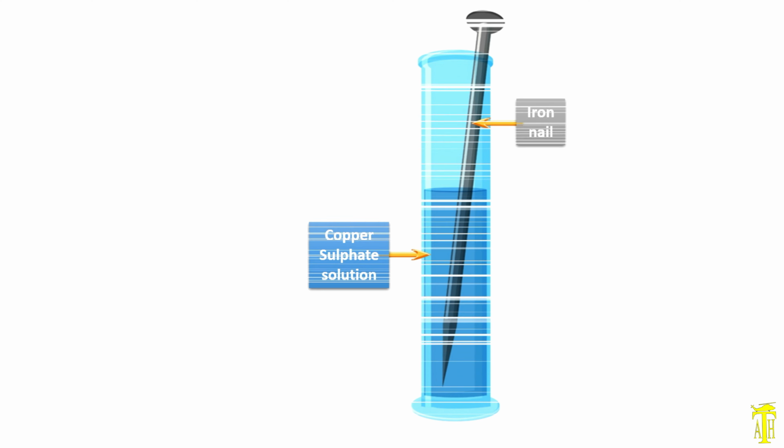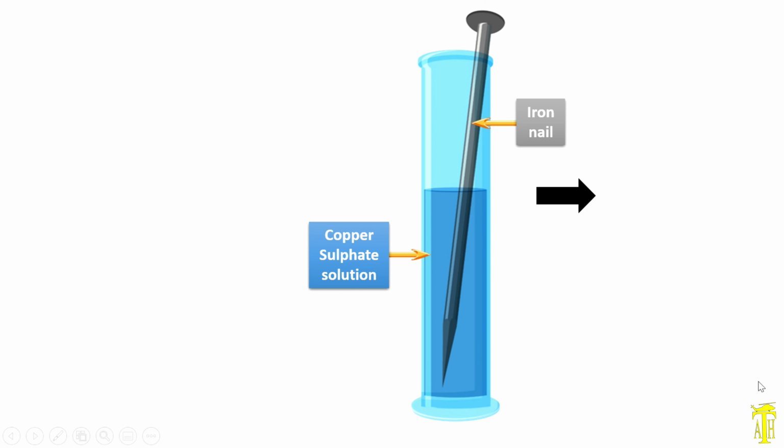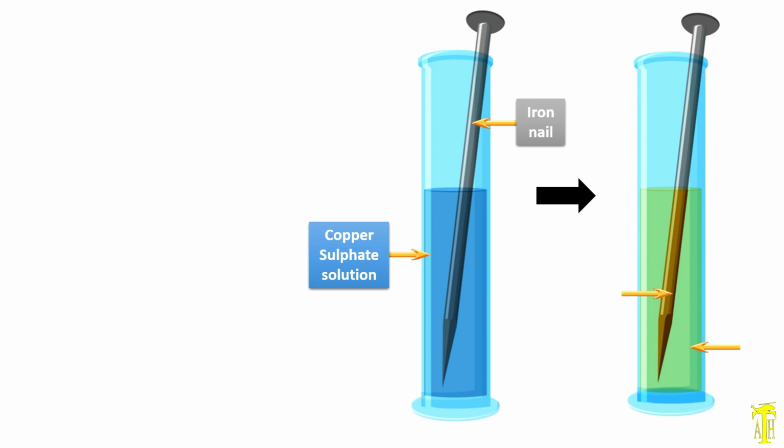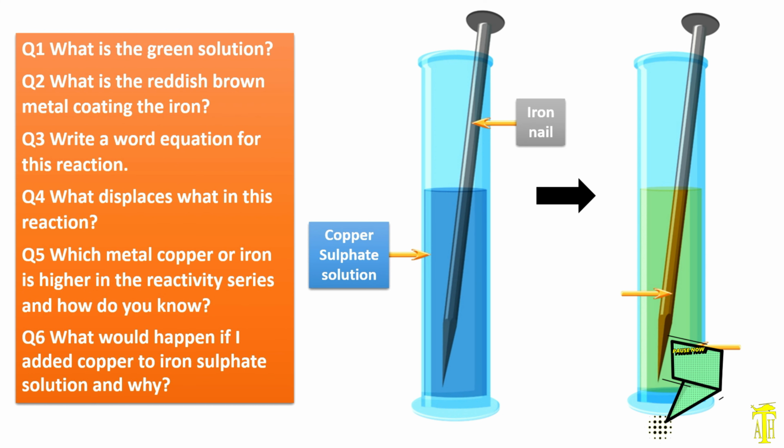Think about this reaction and then see if you can answer the questions that follow. So here we have a lovely blue solution of copper sulfate, and into the copper sulfate solution we place a grey iron nail. If we leave it for a few minutes, then that starts to change. The solution goes a deep green colour, and there seems to be a reddish brown coating on the nail that's in the solution. So have a think about that reaction and then have a go at these 6 questions.